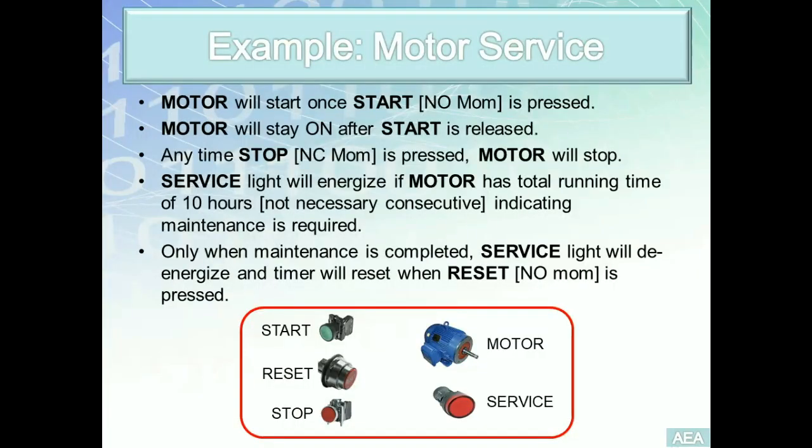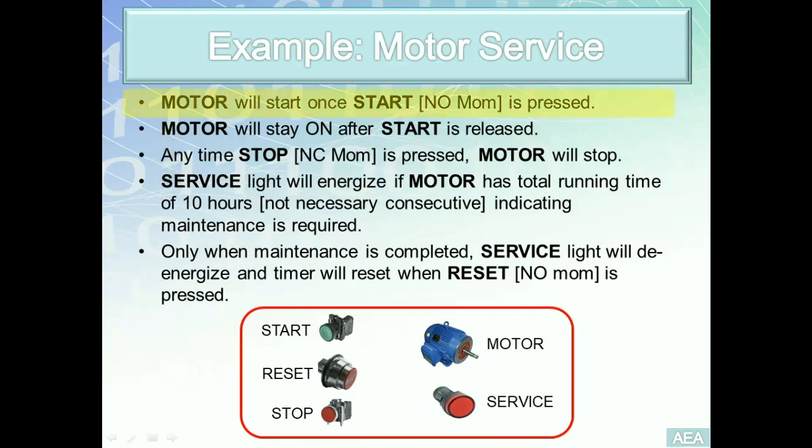Second example is motor service. Right now we have three discrete inputs: start, reset, and stop, and our program is going to enable us to control these two outputs, motor and service light. Again, we have 5 requirements that we need to fulfill in our program.